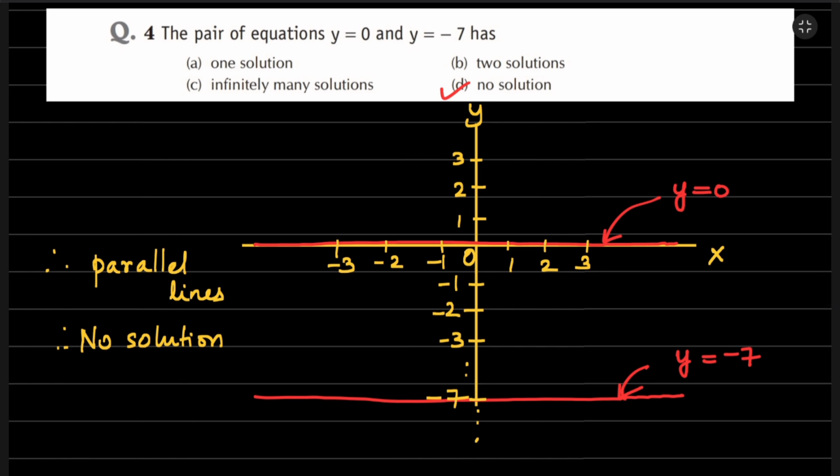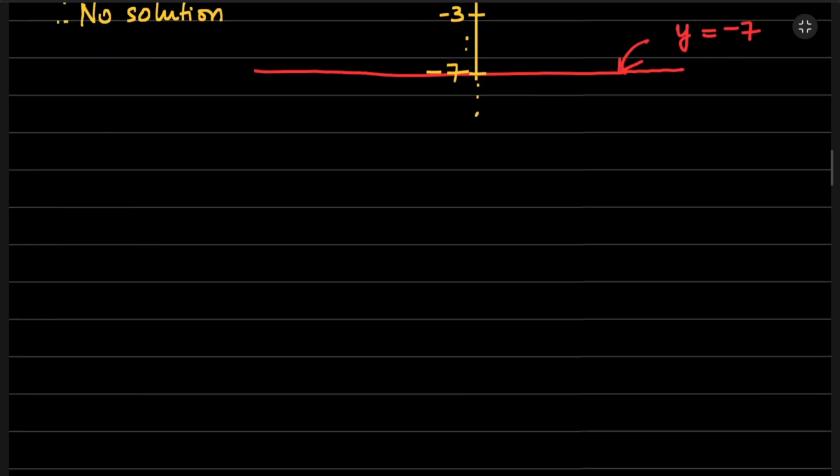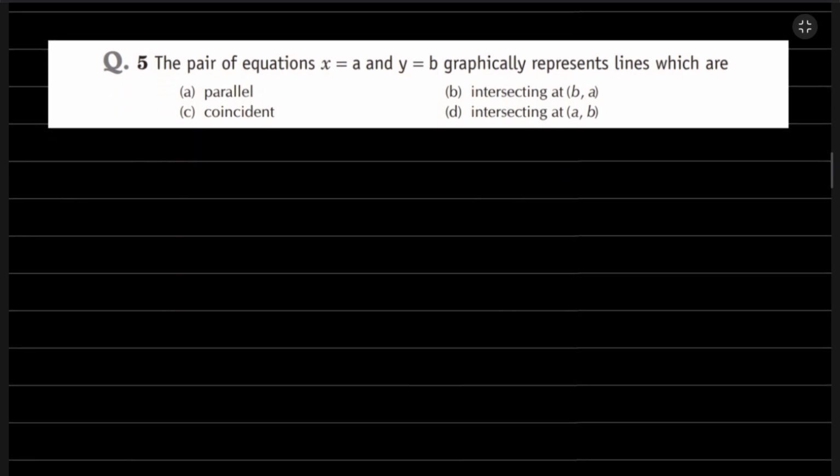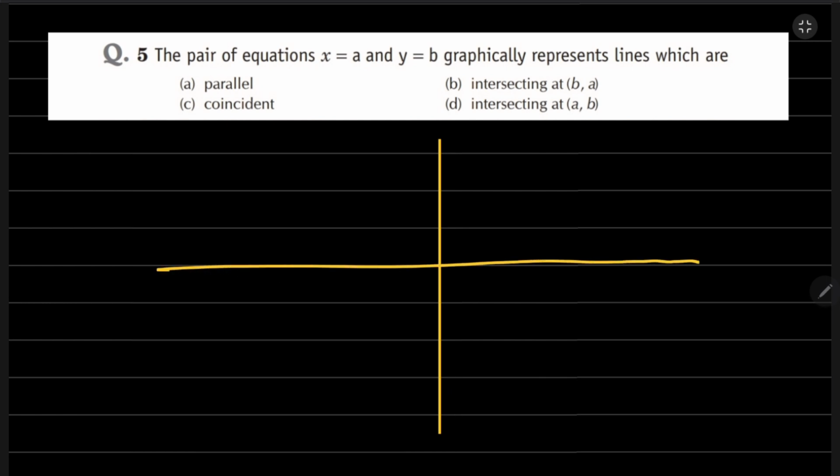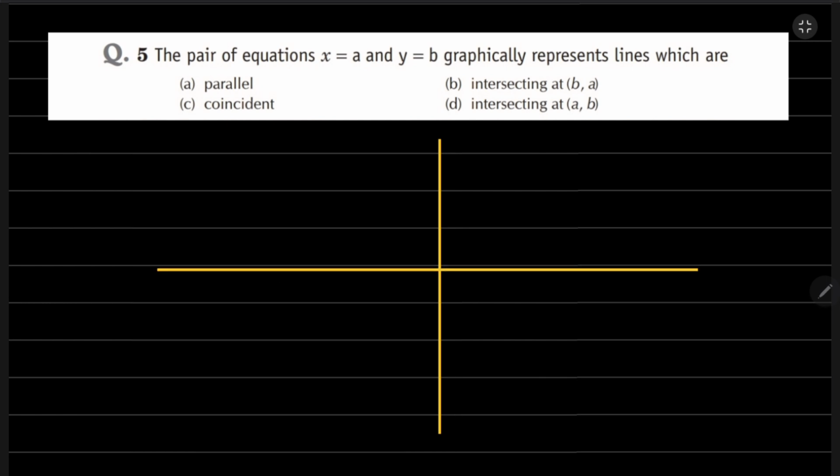Let's move on to the next question, the 5th question. The pair of equations x equal to a and y equal to b graphically represents lines which are parallel, coincident, intersecting at b comma a, or intersecting at a comma b. Let's draw this again and try to understand. So suppose these are your x and y axes.